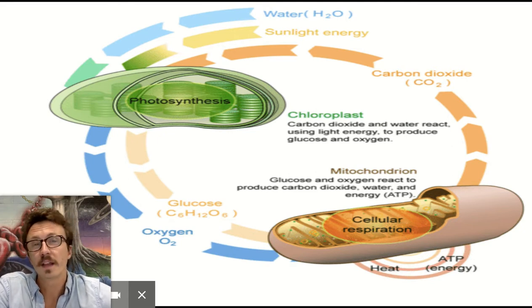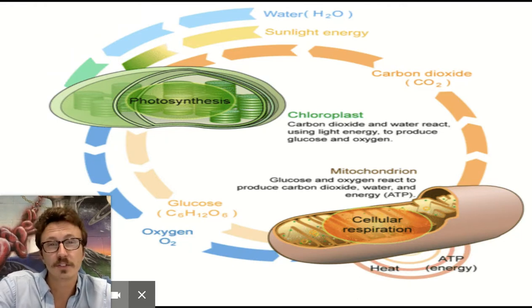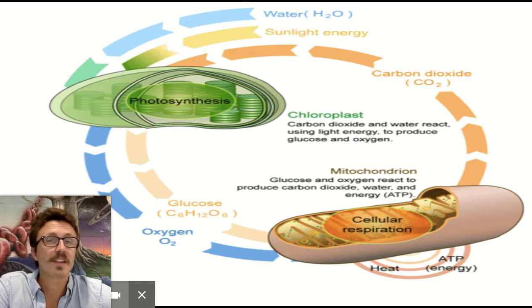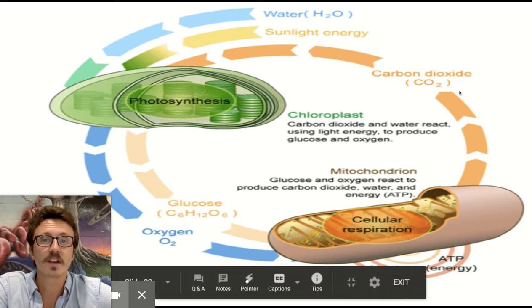Now, one thing I have noticed over the years is students commonly seem to fall victim to the misconception that plants only have chloroplasts and only animals have mitochondria. Plants have both. Plants have both the chloroplast and the mitochondria. So in a single plant cell, this cycle can go around and around and around.